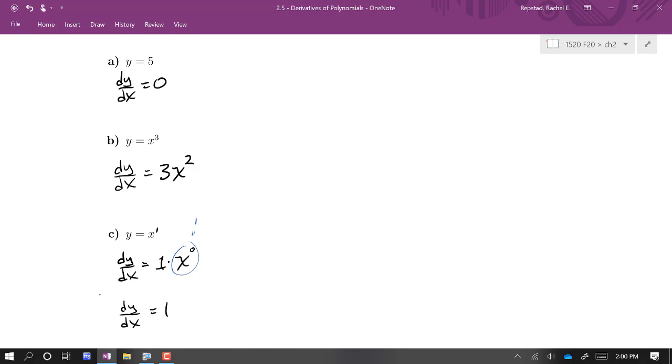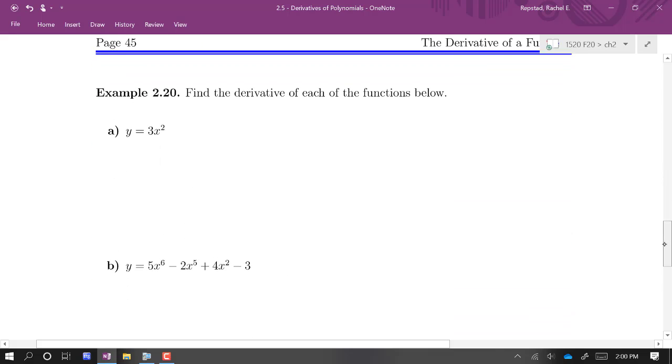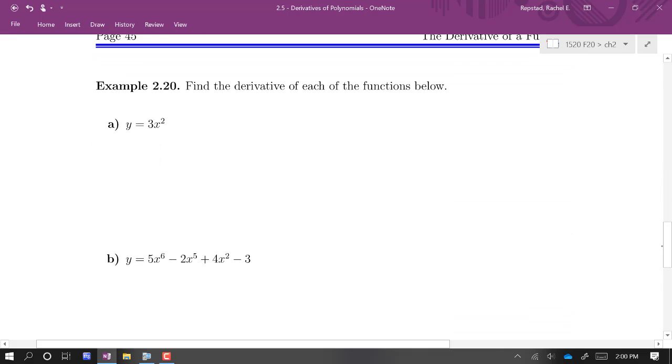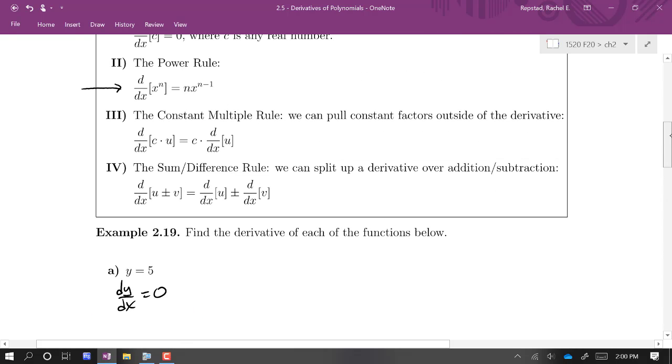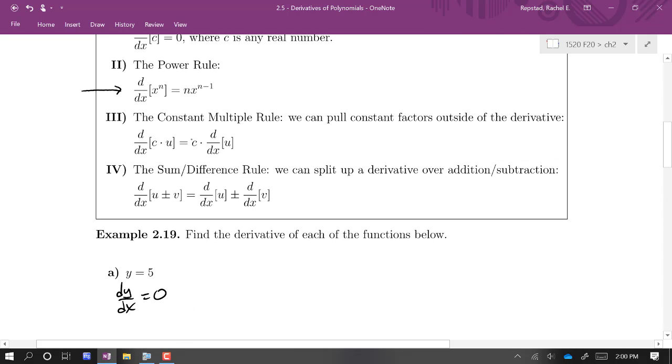All right, let's do some more. In the next example, in part A, we've got the function 3x squared. Now, we know what to do with the x squared. Well, now we're throwing a factor of 3 in front. So we're going to use this third property, this third rule, the constant multiple rule that says, just pull out that constant factor that's inside.